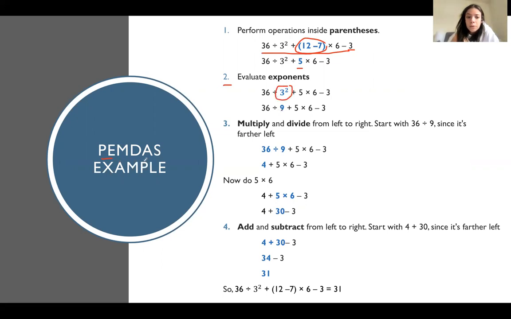And then our third, multiply and divide. So we choose to multiply and divide from left to right. So we start with 36 divided by 9, since it's farther left in the equation. And then we get 4. And then after that, we will do 5 times 6, since it's next in the equation, and we get 30.